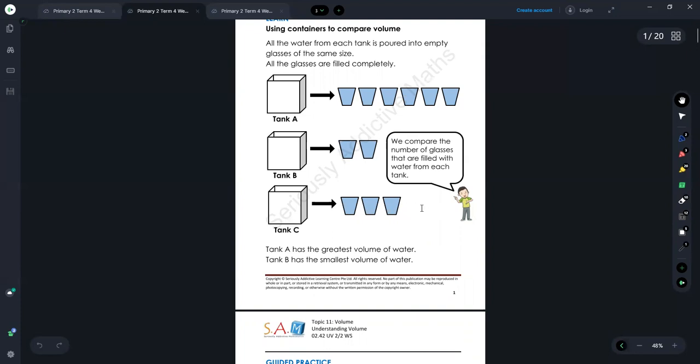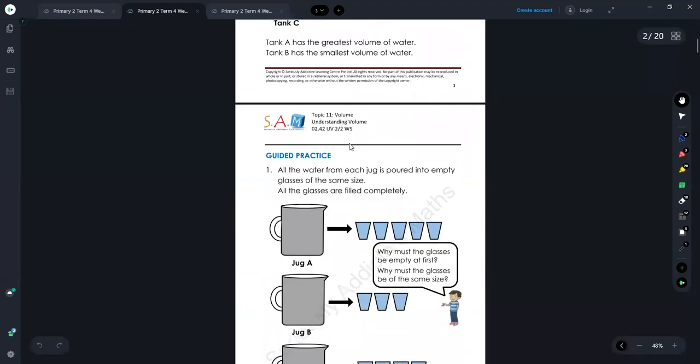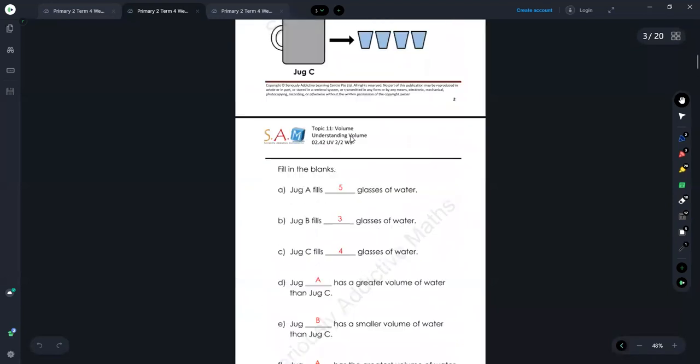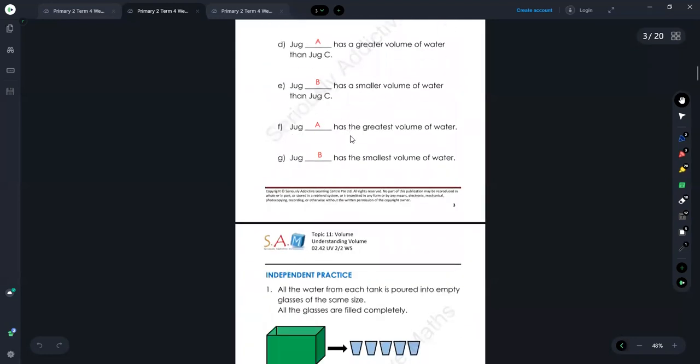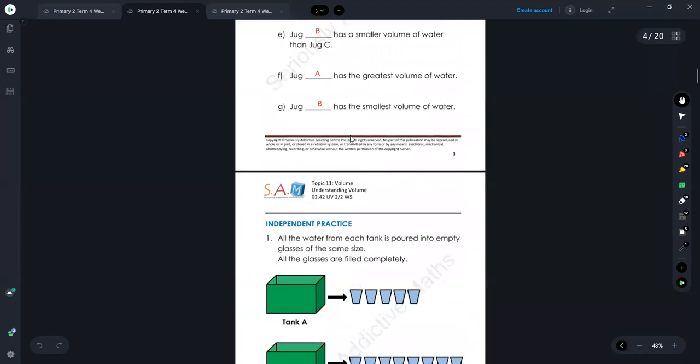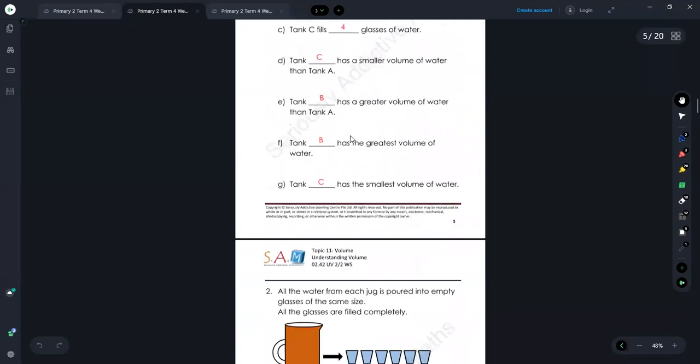Therefore, you can ask them which tank has the most. 6 is more than 2 and 3, right? 2 is fewer than 6 and 3. So tank A has the greatest volume, tank B the smallest volume. Okay, quite easy. Get them to do guided practice on pages 2 and 3, and make sure you walk around to check that they get the answers correct.